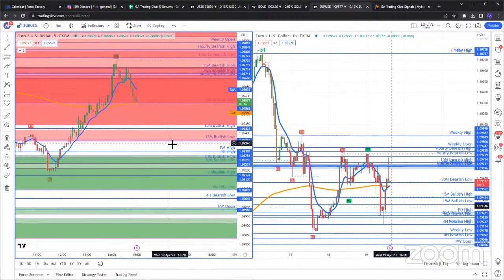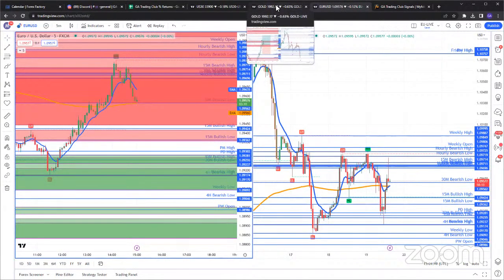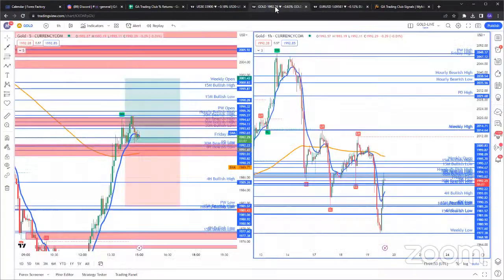Because it's buy low and sell high. So that's how I use them. Honestly, I don't use supply and demand zones by themselves. I actually just use them as confluences.